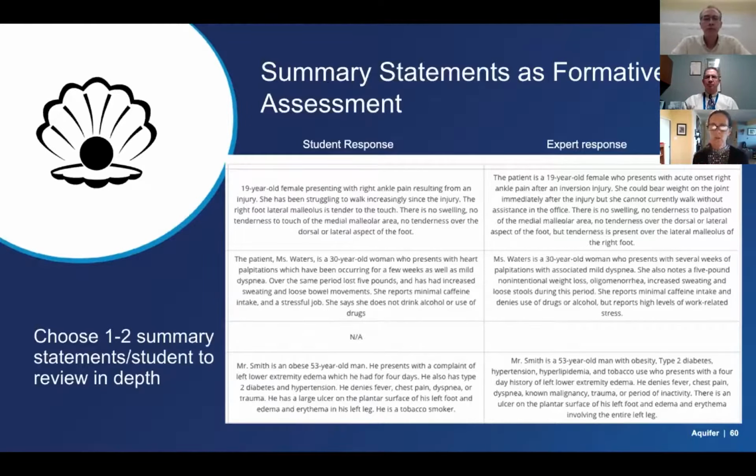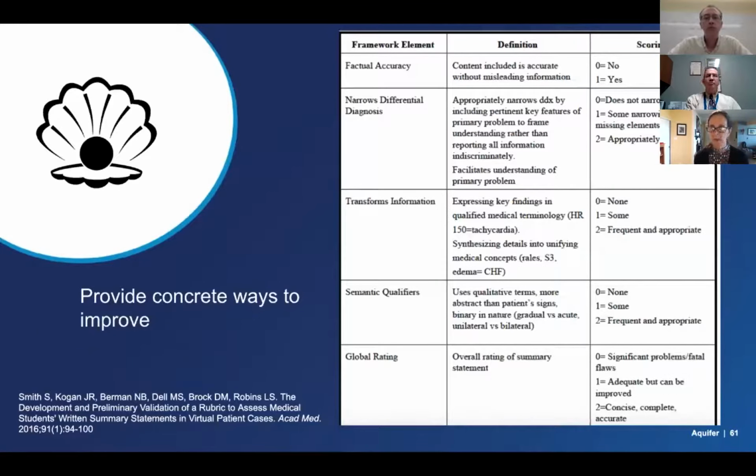Unless you have somebody who really has a problem. And then I think that this is a great way to begin to diagnose their clinical reasoning problems. And Dave, if you can advance to the next slide, I'll show a rubric that we developed that's been published. And so the rubric is down there for you to find.